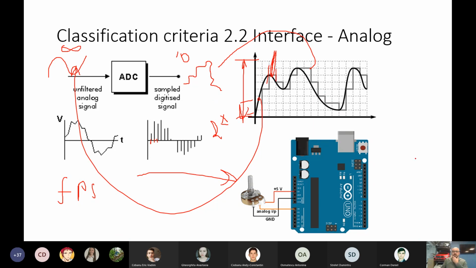Okay, so let's continue then. The second criteria is interface, but now I need from 1 to 10 the level of understanding of these classification criteria, the interface and analog and binary. What is the difference? Waiting for your answers. Others?